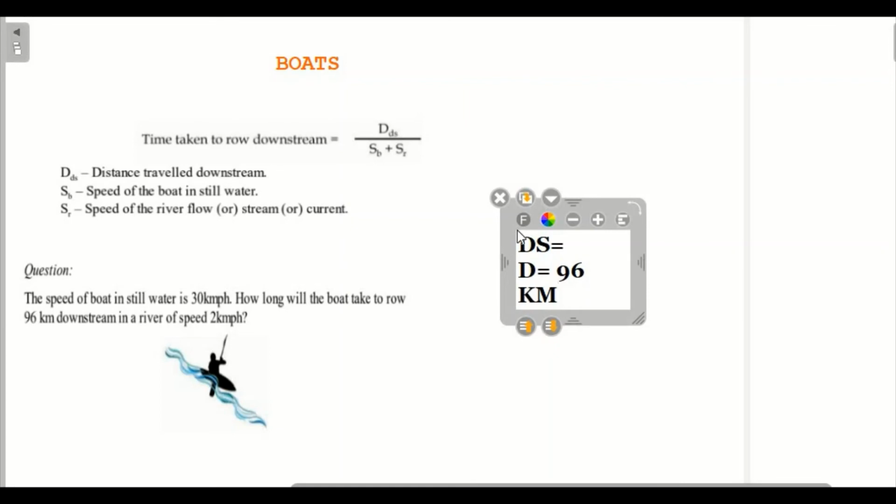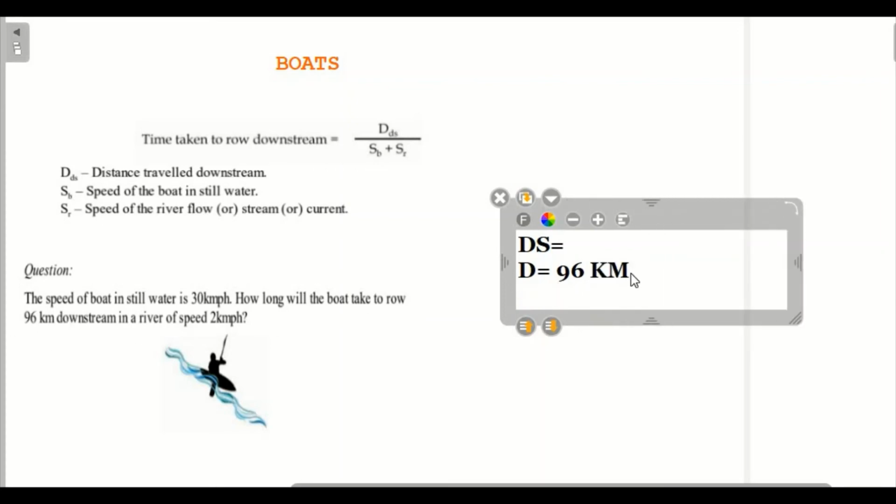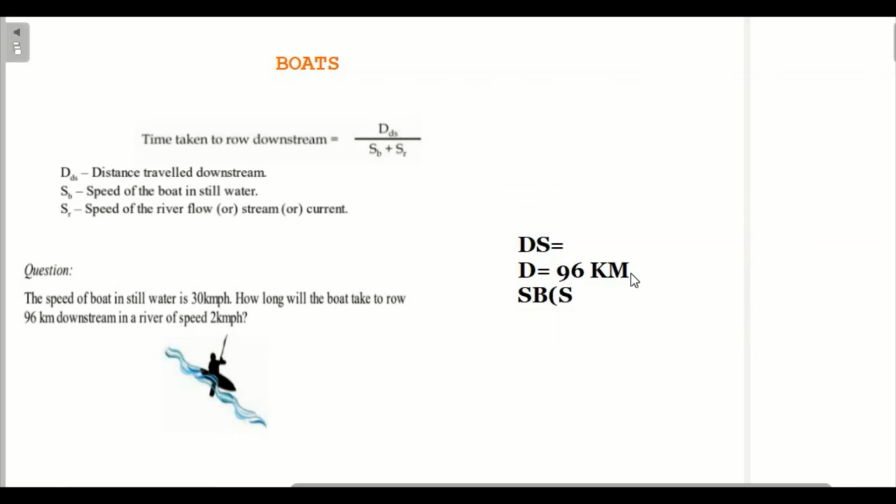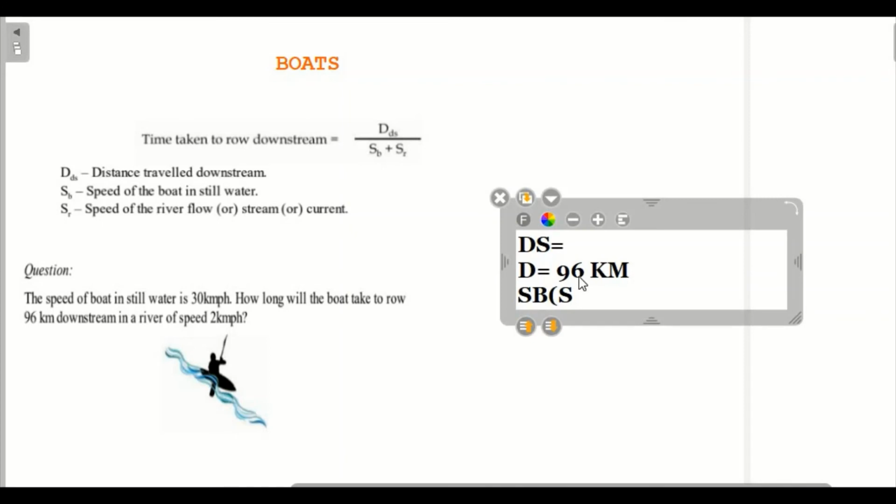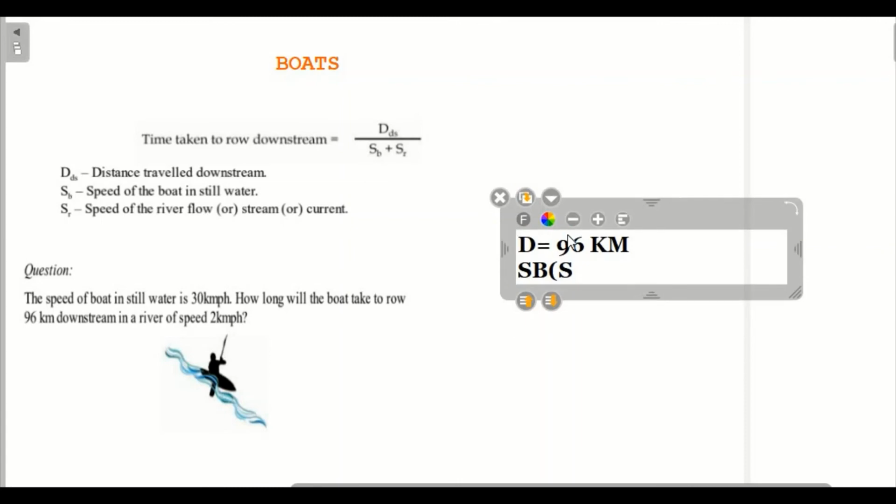Okay, so how long will the boat take to row 96 downstream? So the downstream value is 96 kilometers. Then we have to calculate the speed. They have given it as the speed of the boat. So I'll mention speed, easier for you to go. We'll write the formula in the last. I'll tell you how to calculate first.